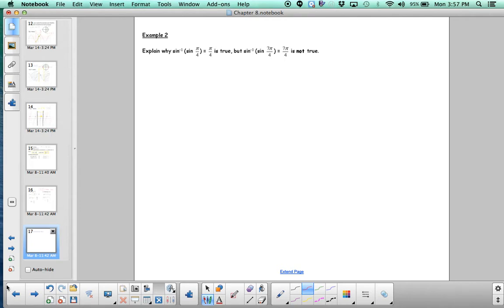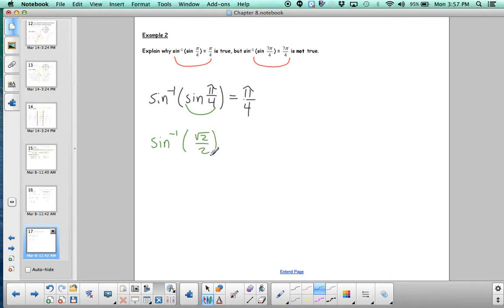All right, so now what we're going to do is explain why the inverse sine of the sine of π/4 is equal to π/4, yet at the same time, this statement is not true. Okay? So, inverse sine. Just like with any algebraic equation, you're going to start from the inside and then work your way through the problem. So the first thing I'm going to do is say, okay, the sine of π/4. And I know that the sine of π/4 is going to be √2/2.